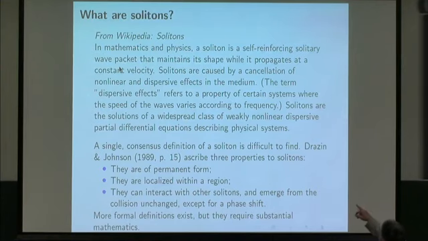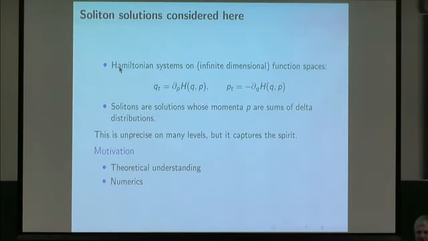So a single consensus definition is difficult, and here is the Wikipedia version. They are of permanent form, they are localized within a region, they can interact with other solitons and emerge from the collision unchanged except for a phase shift. The second is probably also wrong. So the solitons that I shall consider are solitons in Hamiltonian systems. In principle, we are looking for solutions of an infinite-dimensional Hamiltonian system on a function space where the momenta are sums of delta distributions. And we will try to find solitons with this property.